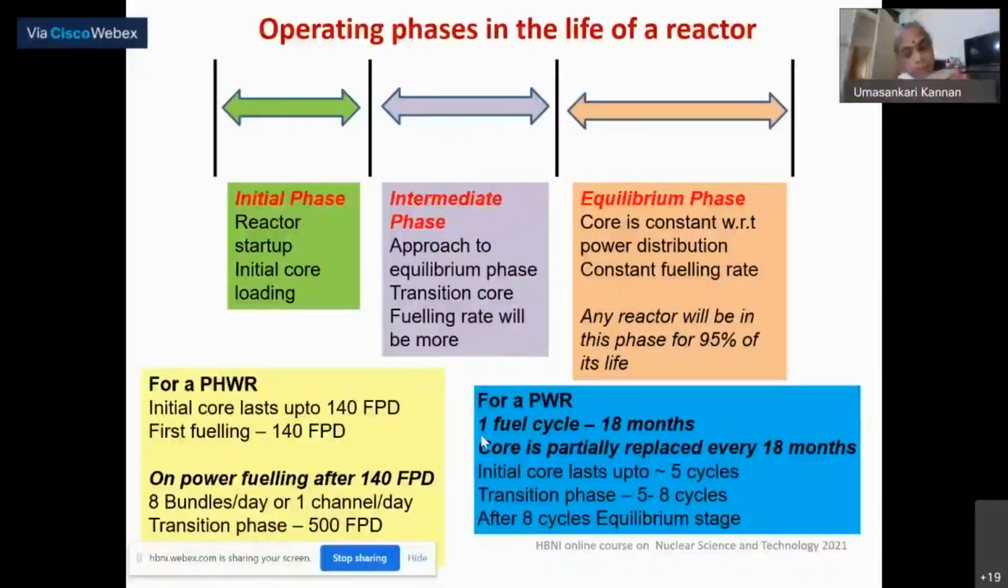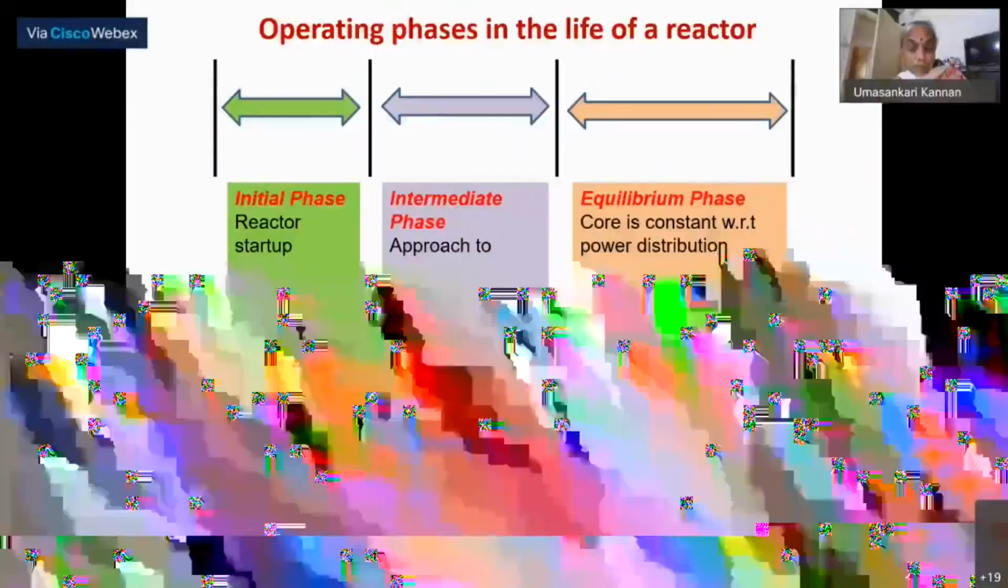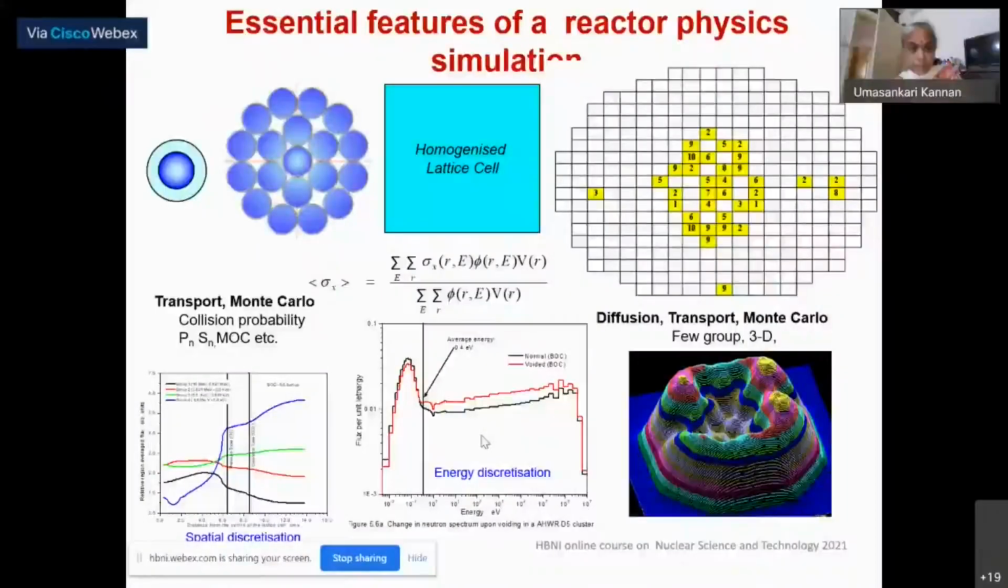Both are thermal reactors. And in fast reactors also, a cycle length of 18 months or 180 days is there. So after 180 days, you will replace part of the core.